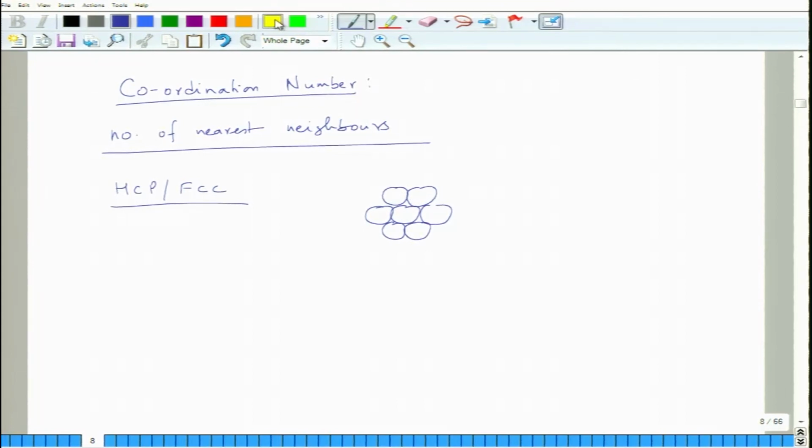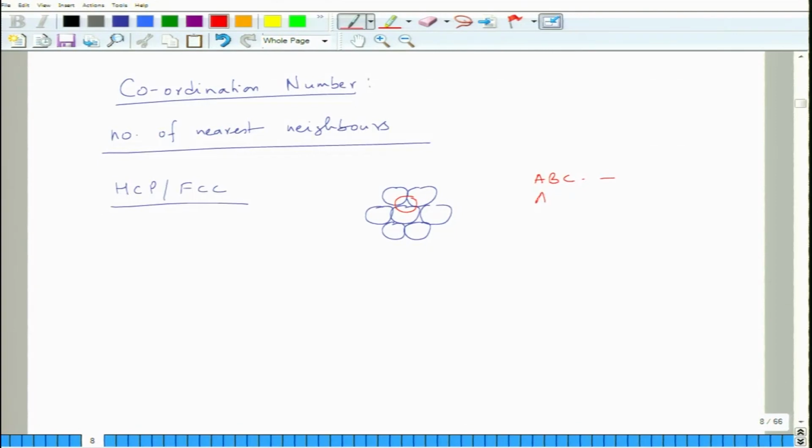Next atom goes, let us say this is the atom of the next layer. If it is the next layer, it will go either on top of A or on top of B. So either it will be ABC or, no matter what the case is, this atom will be surrounded by neighbors. Within the plane, how many neighbors will it have?